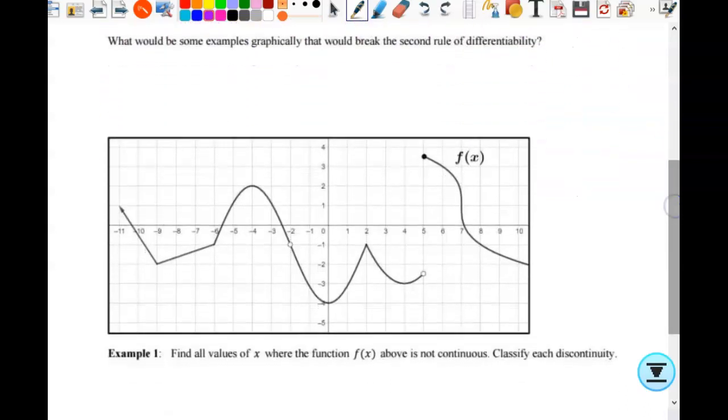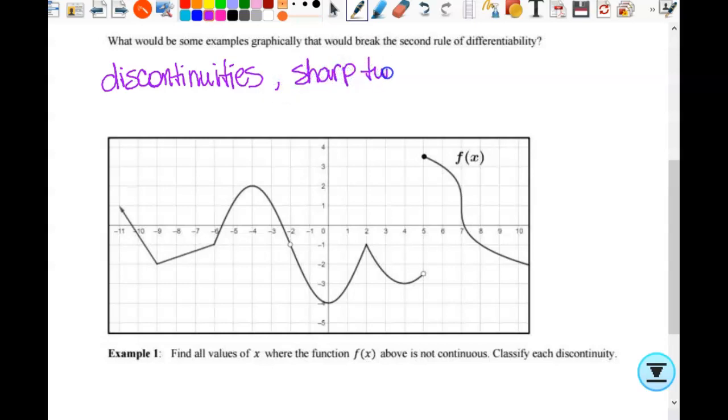So what would some examples graphically be that would break the rules of differentiability? Okay, so if we have any discontinuities, right? Or if I have a sharp turn, which can be called a cusp, but you don't have to be fancy about it. I'm just going to tell you that that's what it's called. Or if you have a vertical tangent.